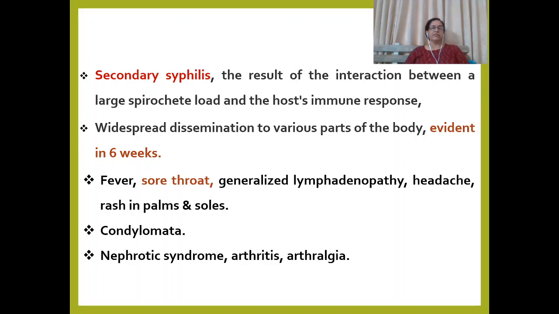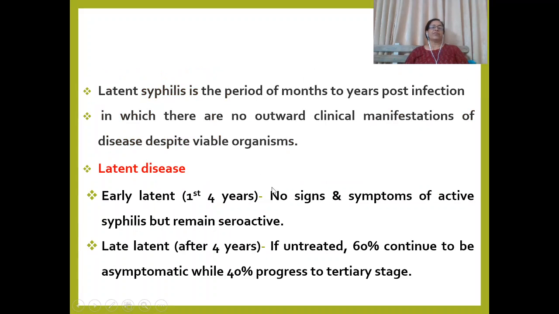Like chancre, the symptom in case of secondary syphilis is this condylomata. There is involvement of the nervous system, which is called nephrotic syndrome. Then there is pain in joints, which is nothing but arthritis, as well as arthralgia, inflammation of joints, pain in joints, arthritis and arthralgia.